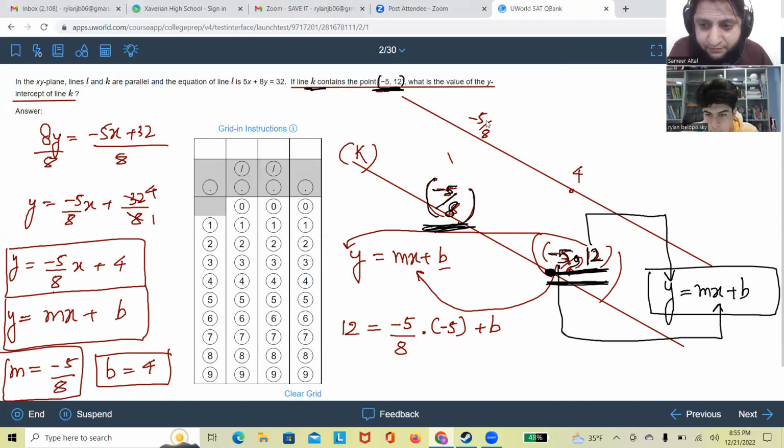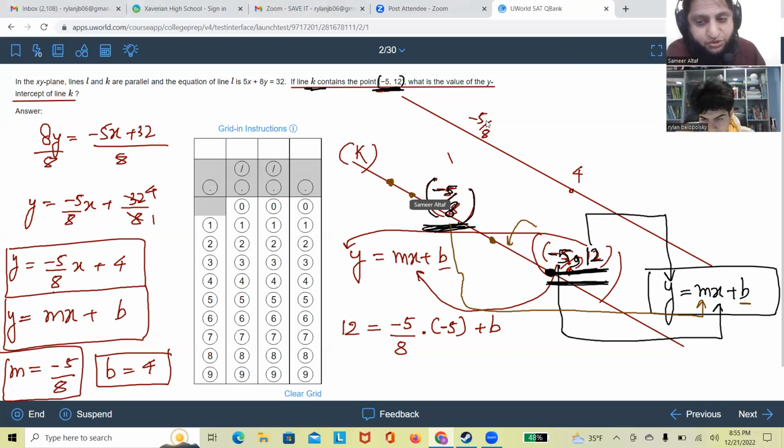Exactly. Negative 5/8 is m. When you plug in all three values, you'll be getting the b. Because you know why I'm plugging in negative 5 and 12? Because this point is lying on the line. So whenever you're having any point lying on the line, it'll be satisfying the equation of the line. The left side will be equal to the right side of the equation. Any point. And if you plug in the x value and you're not getting the y value same as given in the question, then you say that that point is not lying on the line.